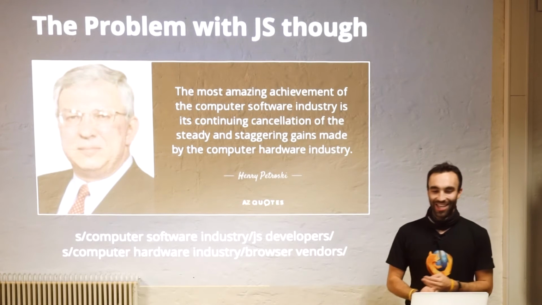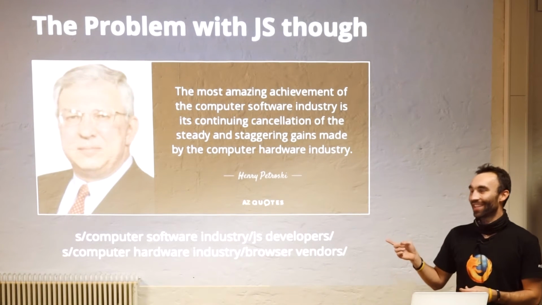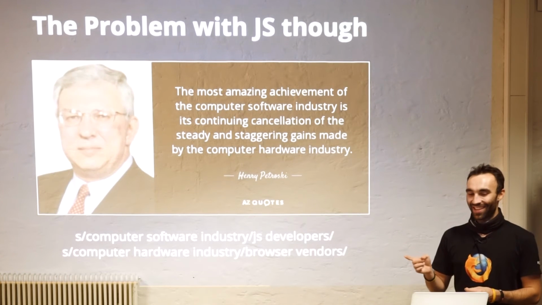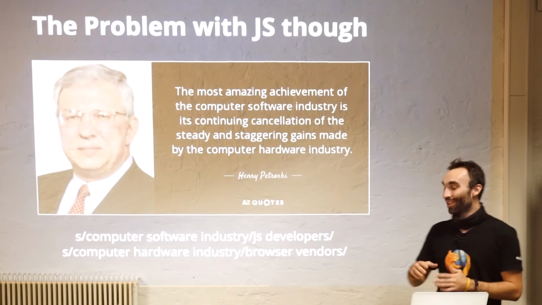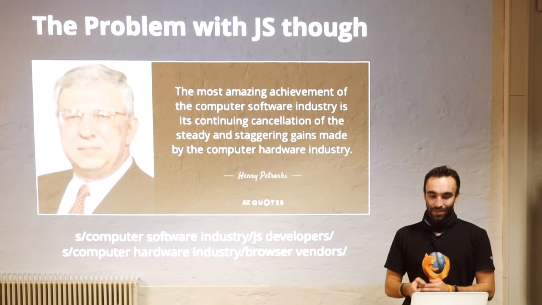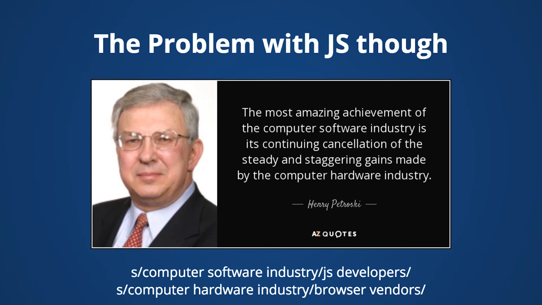So the problem with JS is actually this. And this is a quote I found a few months ago, which I believe is really funny and can be applied to a lot of things. If you replace a few words here, it says the most amazing achievement of the JavaScript developers is its continuing cancellation of the steady and staggering gains made by the browser vendors. Okay.